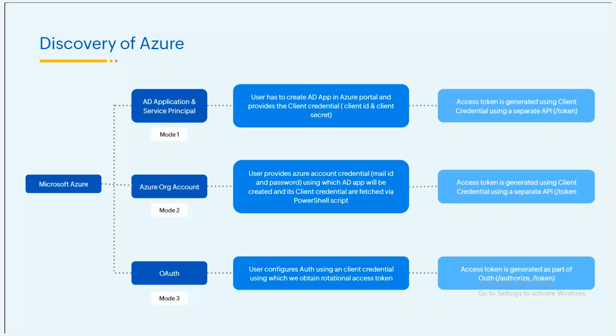The third mode is OAuth authentication. Now, this method uses open authorization with client credentials. It dynamically retrieves tokens via the authorize and token endpoints, improving security by reducing credential exposure. These 3 methods give you complete flexibility in integrating with Azure while ensuring secure and reliable data collection.